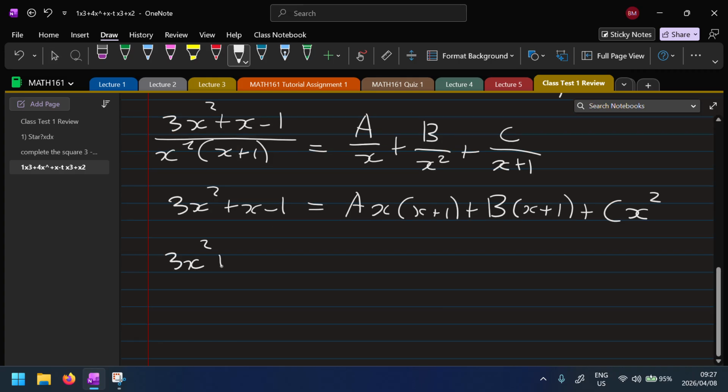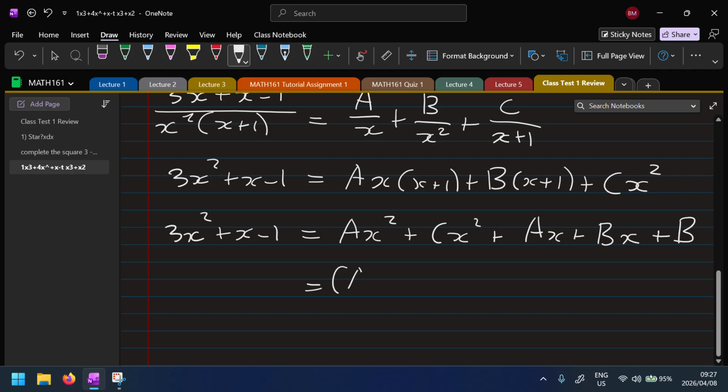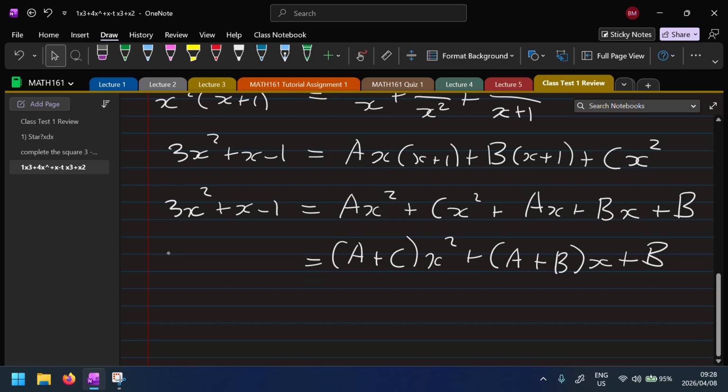So that will be 3x squared plus x minus 1. So we have ax squared, then we have cx squared, then we have ax, we have bx, and we have a b. I'm just putting it in order so we can compare the coefficients there. So this is going to be equal to (a plus c)x squared plus (a plus b)x plus b. So this will be 3x squared plus x minus 1. So left-hand side, right-hand side.